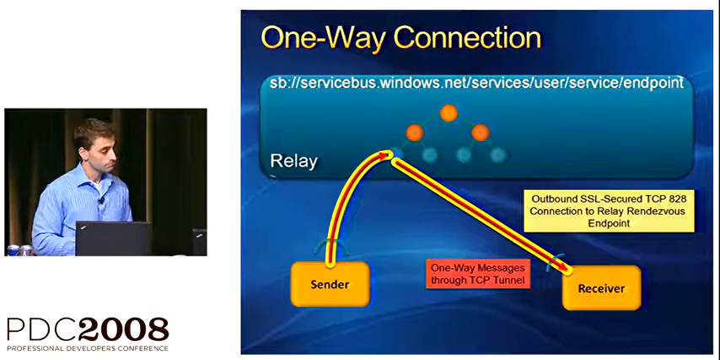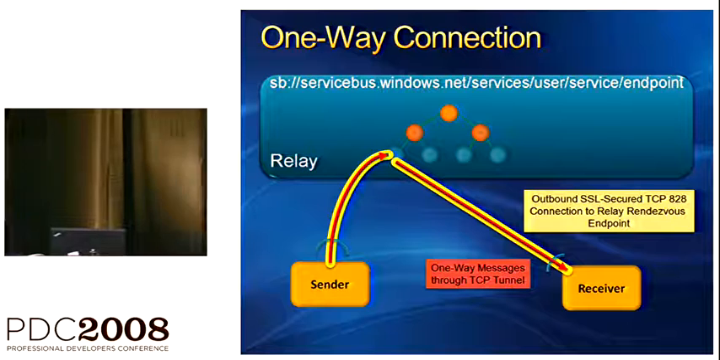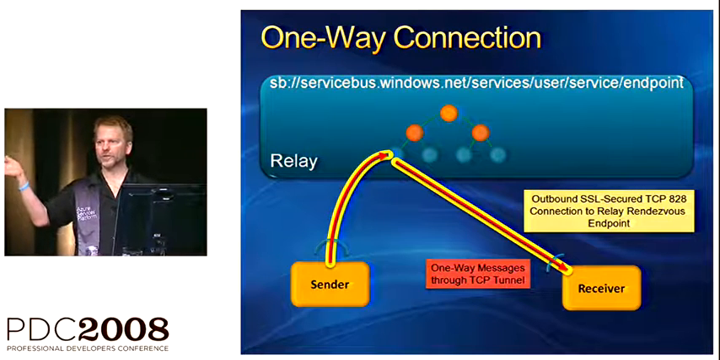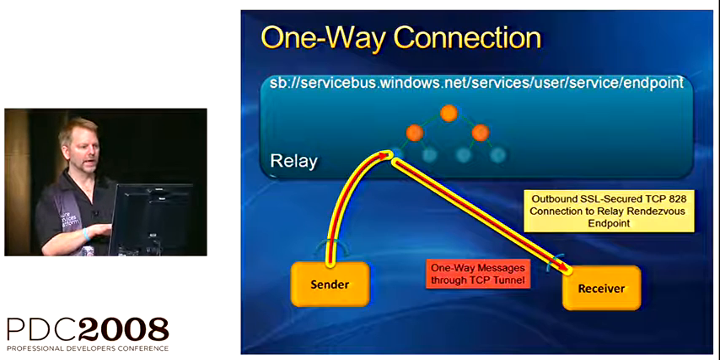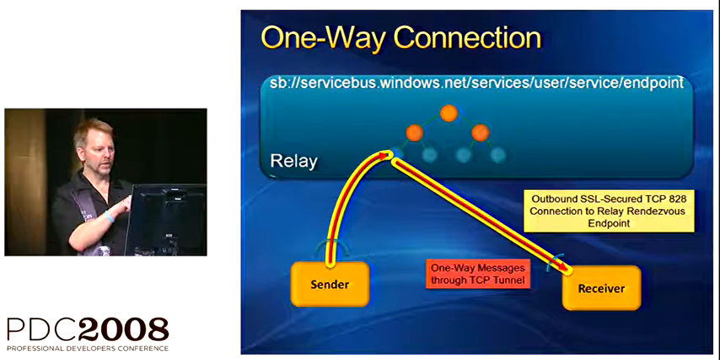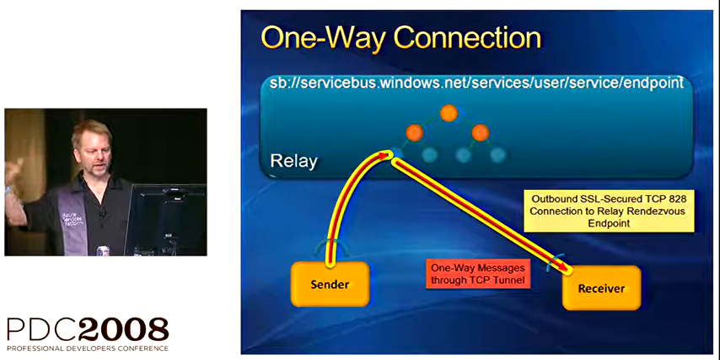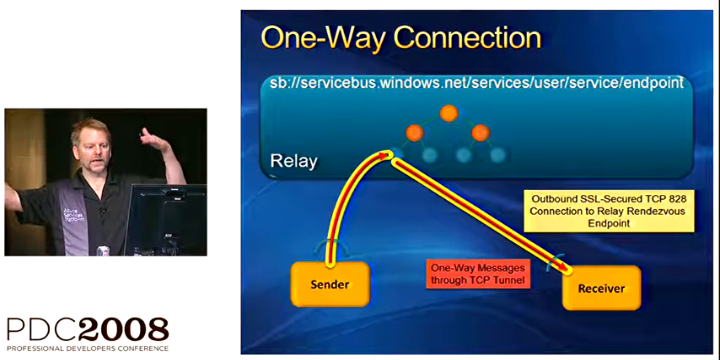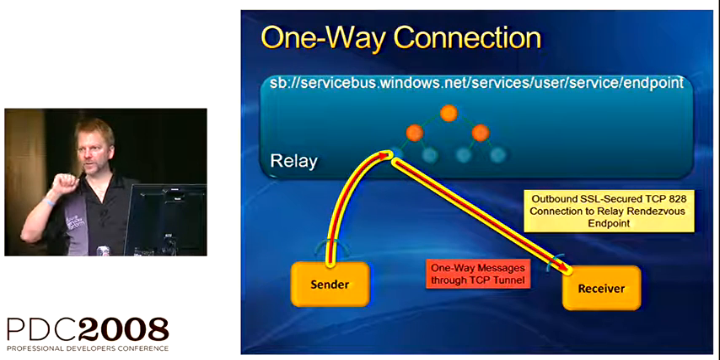So as Dennis talked about, when we start the connection, we're going to use that relay to find the services that are referenced through the name. So here's a quick example. We've got a service bus name called sb://servicebus.windows.net/services/user/service/endpoint. That's the name of it. We start sending messages to that. It traverses a node in our relay, and now the receiver picks it up.